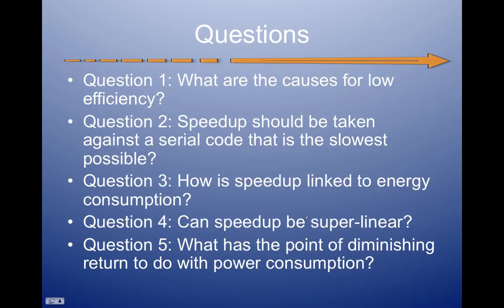Here are the questions for this course. What are the causes for low efficiency? Should you take the speedup, so that is T1, against the slowest execution possible or the fastest execution possible? How is the speedup linked to energy consumption? Can speedup be superlinear? Can the speedup curve be above the ideal speedup curve, the red one before? And what does the point of diminishing return have to do with power consumption?